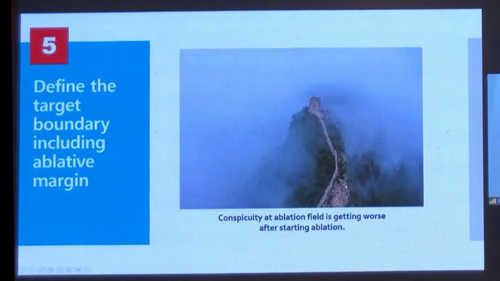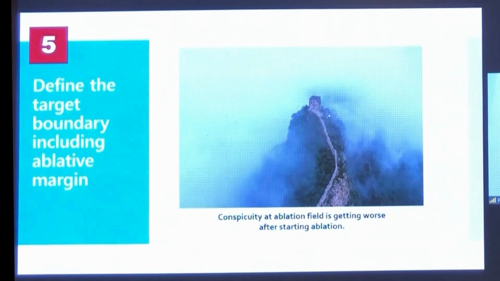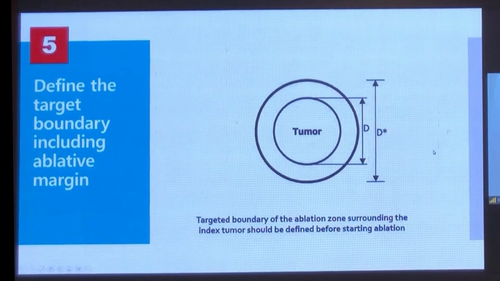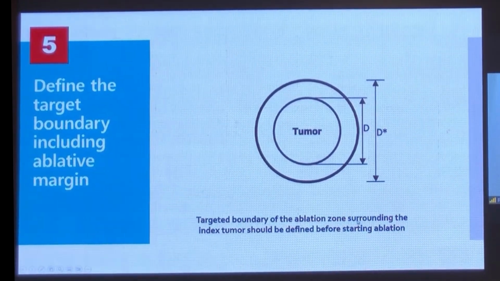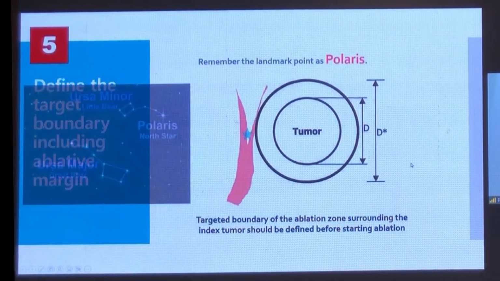The sonic window almost always gets worse after starting the ablation. Before this kind of cloud appears, we should identify the tumor and ablative margin. This is very important. So the targeted boundary of the ablation zone surrounding the index tumor should be defined before starting ablation.